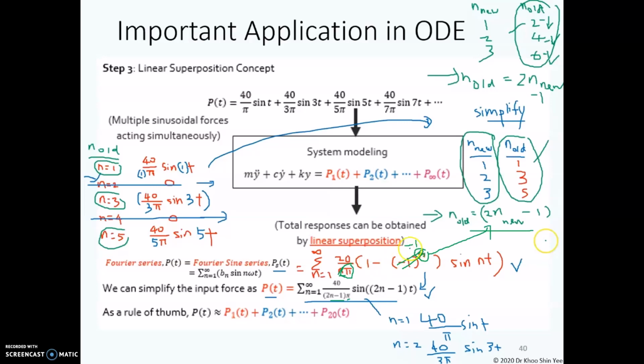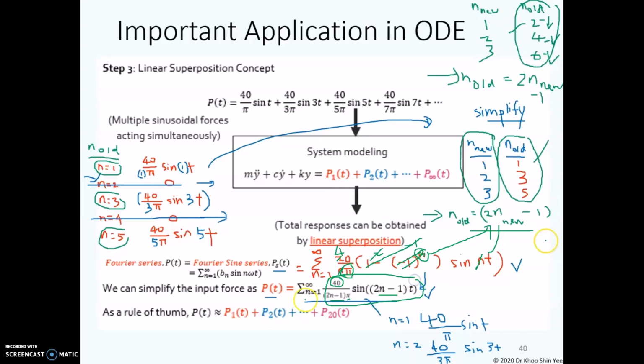1 minus negative 1, you obtain 2. 2 multiply 20 here, you obtain 40. Therefore, you have 40 here. Sine nt, substitute n to this formula, you have 2n minus 1 here. So this is the answer.